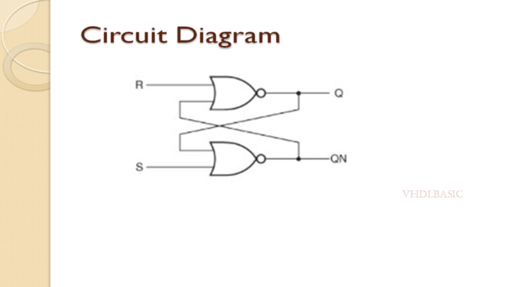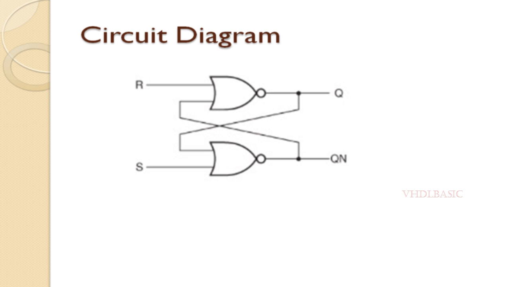The R and S are the first letters of the two input names, which are nothing but set and reset. We must remember that the output of a NOR gate is 0 if any one of the inputs is 1, and that the output is 1 only when all the inputs are 0.